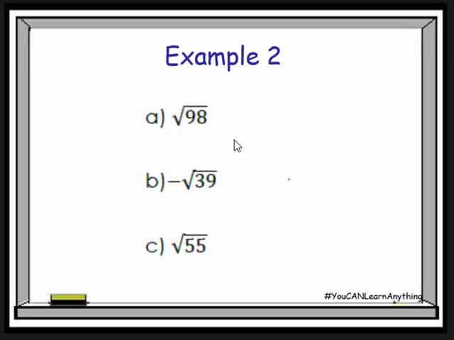Now, in example 2, it talks about getting estimates to the nearest hundredth. But let's talk about what two numbers this falls between, and we'll do some more of this in class. The square root of 98.